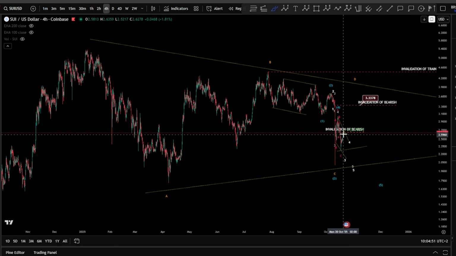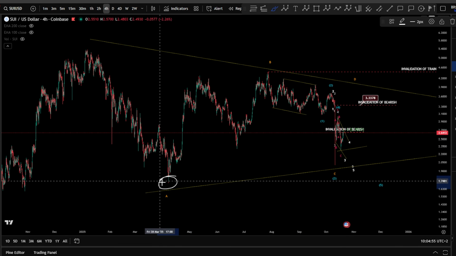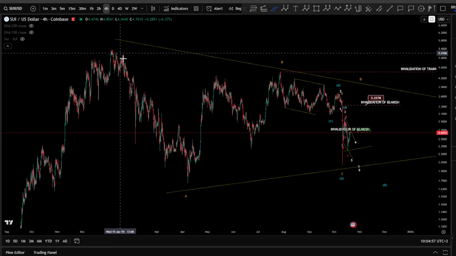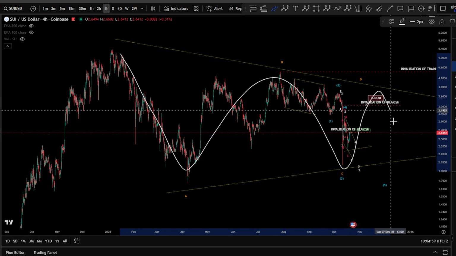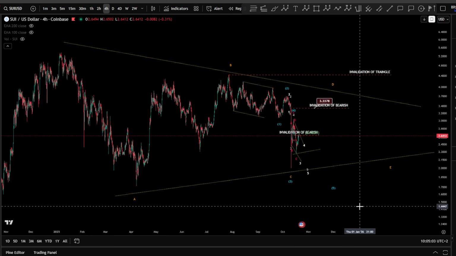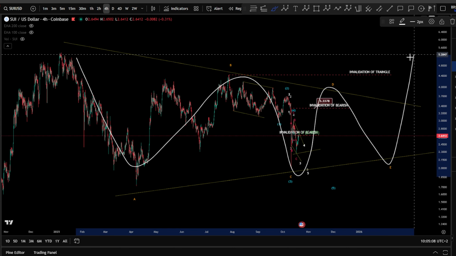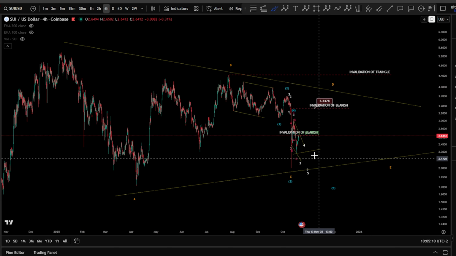Another possibility is finishing here with kind of another ending diagonal without taking the low. And that means if we don't take the low, we have to figure out if we are here in a wave D toward the upside, which can be a triangle as an A, B, C, D, and an E, and then moving for higher later on.